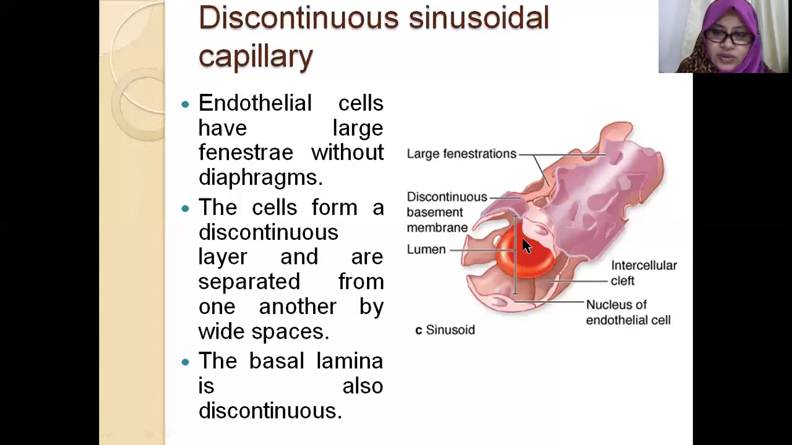In this figure, we can see these are endothelial cells of these discontinuous or sinusoidal capillaries that are not continuous, and this is the basement membrane which is also discontinuous, and in between cells there are large fenestrae that are not covered by a diaphragm.